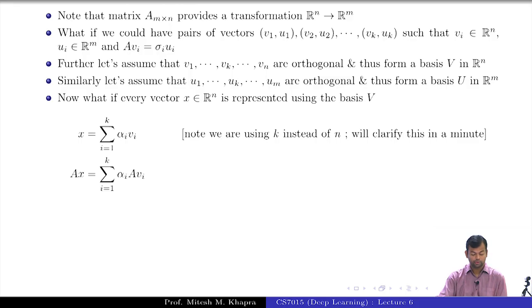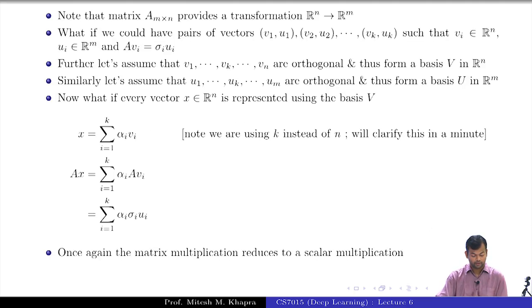And now if I do the matrix operation, what happens? You get this A times Vi. What is A times Vi? Sigma Ui. I have still not shown you how to find these sigma Ui's by the way, right? Okay. Once again, the matrix multiplication reduces to a scalar multiplication.